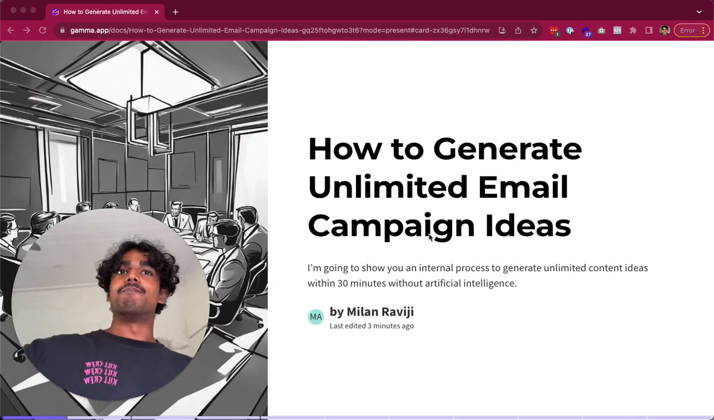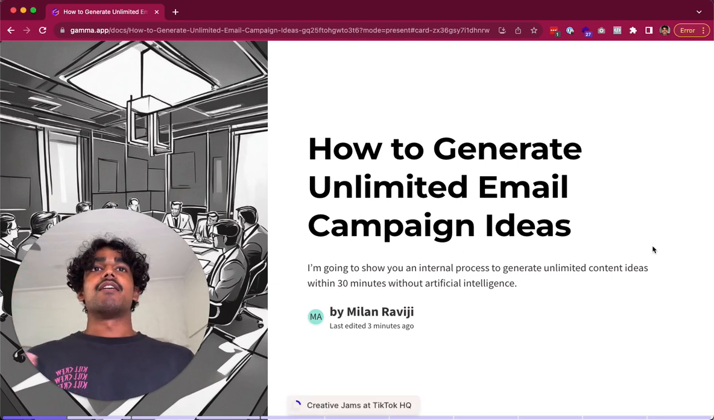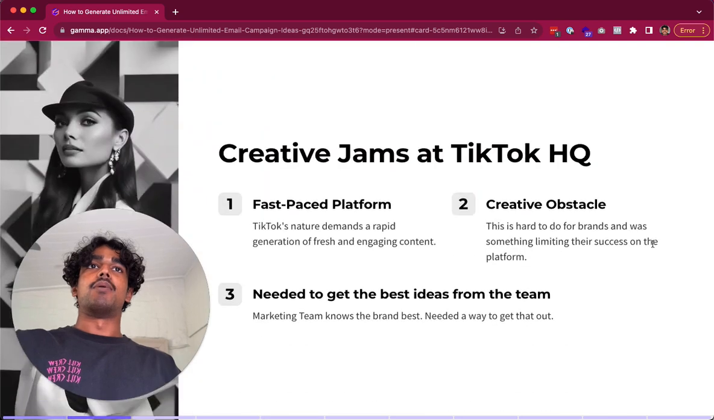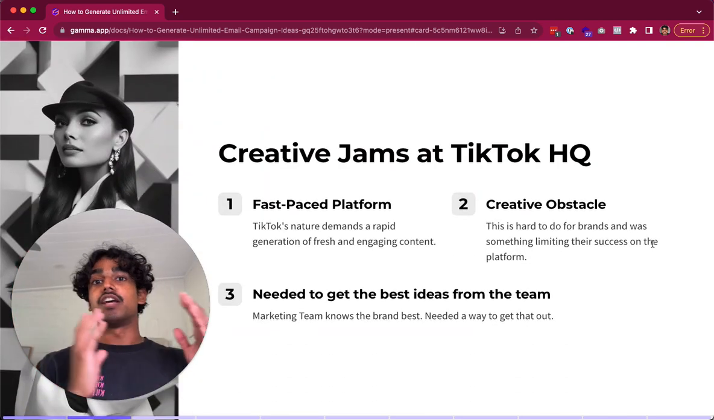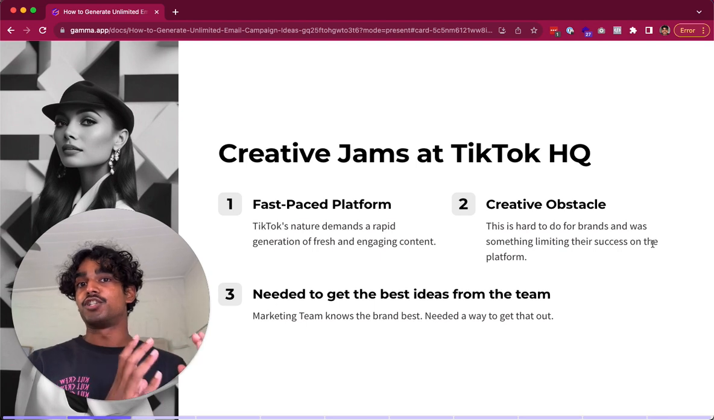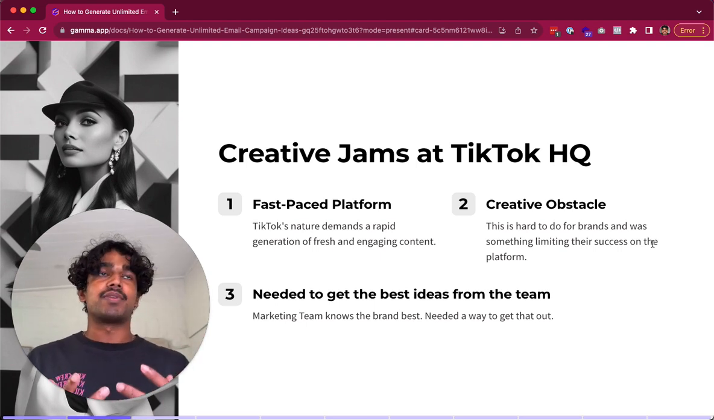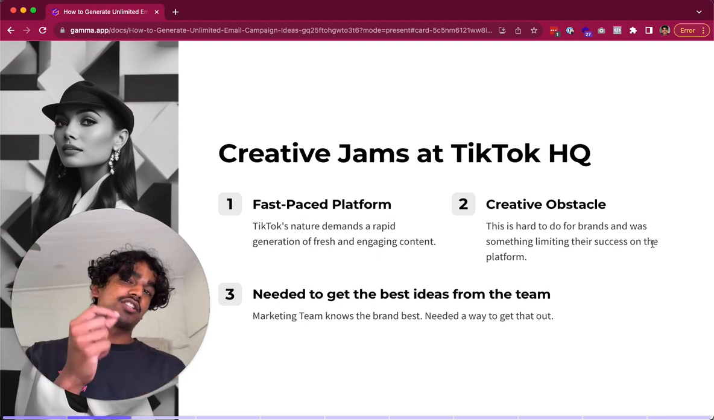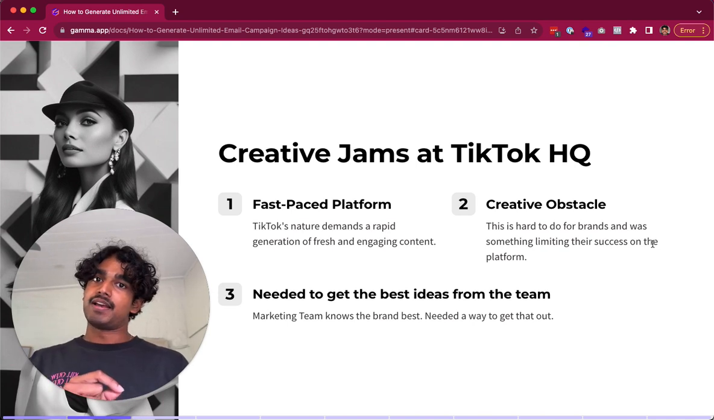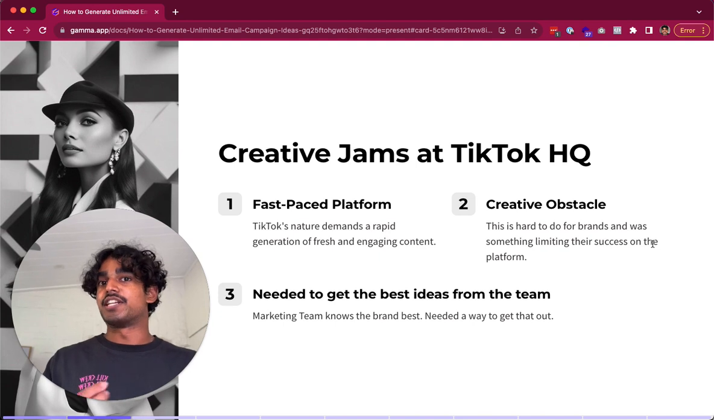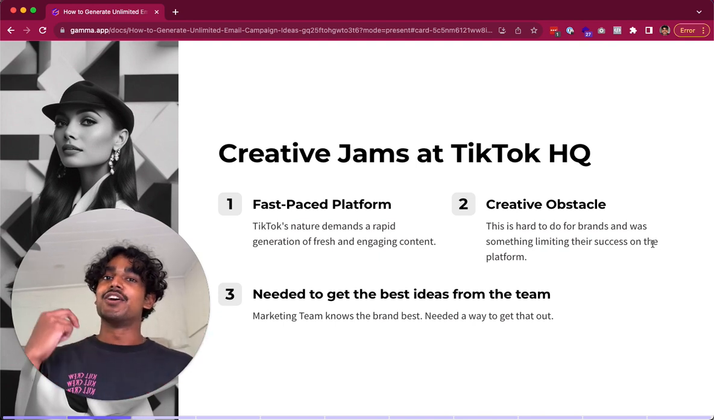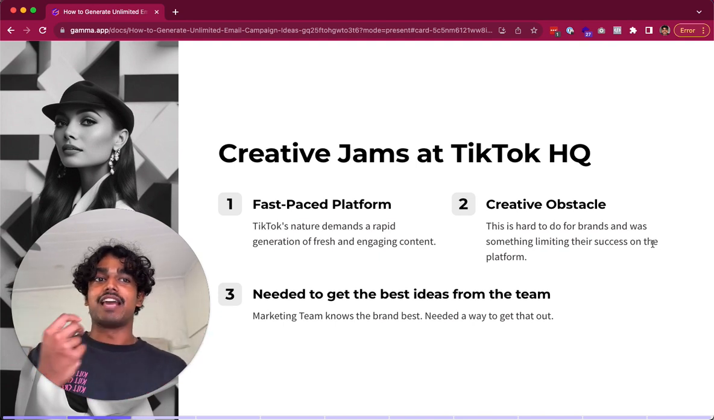So to get straight into it, I learnt this from my time at TikTok. I used to work at TikTok advising brands on their ad strategy. And why this was something that we use is because TikTok's a very fast-paced platform. People are always constantly scrolling, and for brands to find success on TikTok, they need to constantly be pumping out new video ideas every single week.